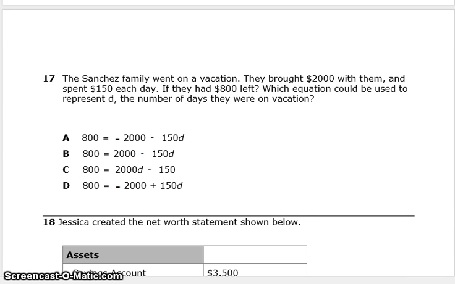Question 17. The Sanchez family went on a vacation. They brought $2,000 with them and spent $150 each day. If they had $800 left, which equation could be used to represent d, which is the number of days they were on vacation?